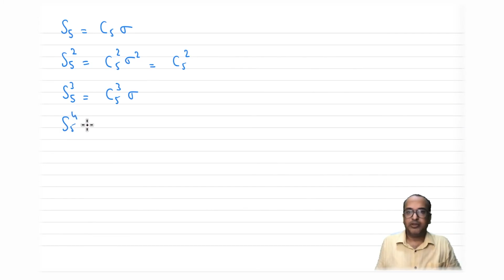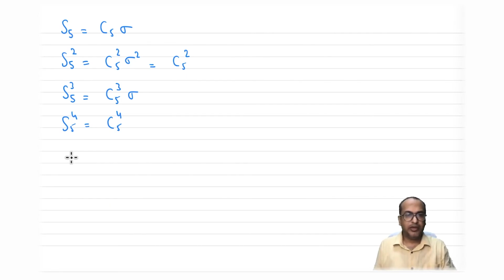S5 done 4 times is equal to C5 done 4 times. Now sigma to the power 4 is equal to E, so I'm not counting that, right? S5 to the power 5 is C5 to the power 5 and sigma to the power 5, which is, this will be E and this will remain as sigma, right? So all of these operations are non-redundant operations so far. So we have reached S5 to the power 5.